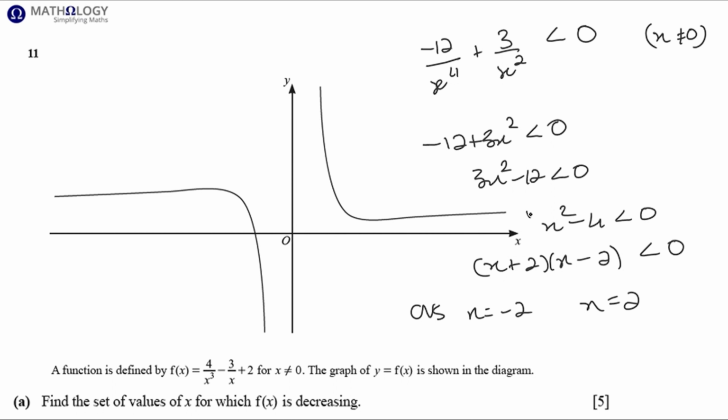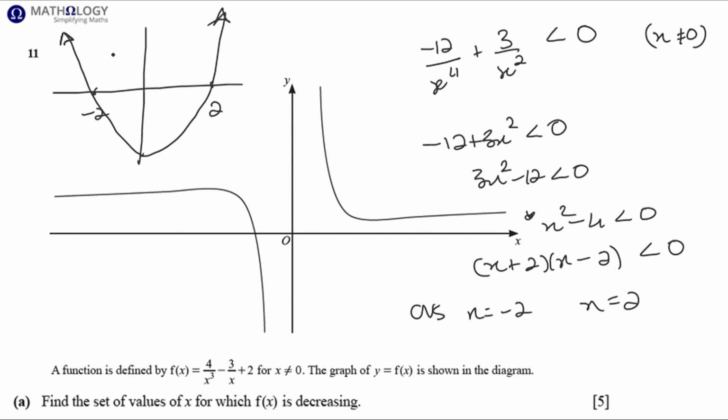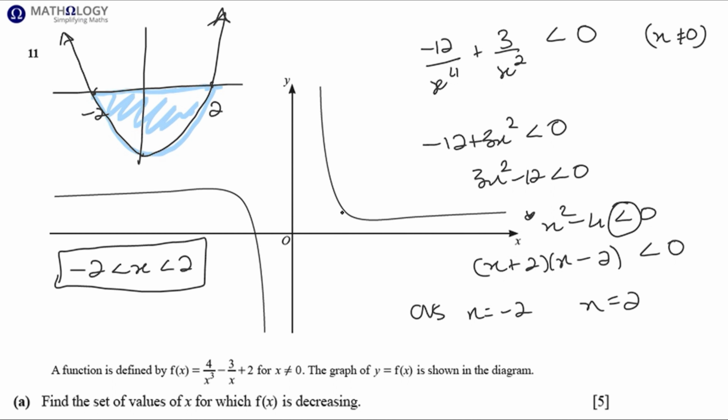If we just draw the quadratic function y equals x squared minus 4, we'll have our critical values of minus 2 and 2. The coefficient of x squared is positive, so the function is going to be shaped up. And we're looking for negative y values, so we are looking for x values where the function lies underneath the x-axis, which is this blue shaded region, and the x values in this region are between minus 2 and 2. So if x is less than 2 but greater than minus 2, then this function f of x will be decreasing.